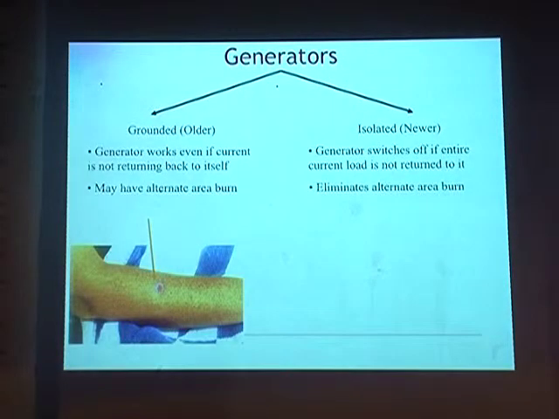Something about the generators. These old generators are grounded themselves. Whatever energy is delivered, they don't bother. They are grounded, so these generators are very dangerous. There is a chance of alternate site injuries. But now the recent generators, the new machines, have an isolated generator. The energy delivered has to come back to the machine, otherwise they will not deliver further energy. So the circuit has to be completed, and this eliminates the alternate site injuries.